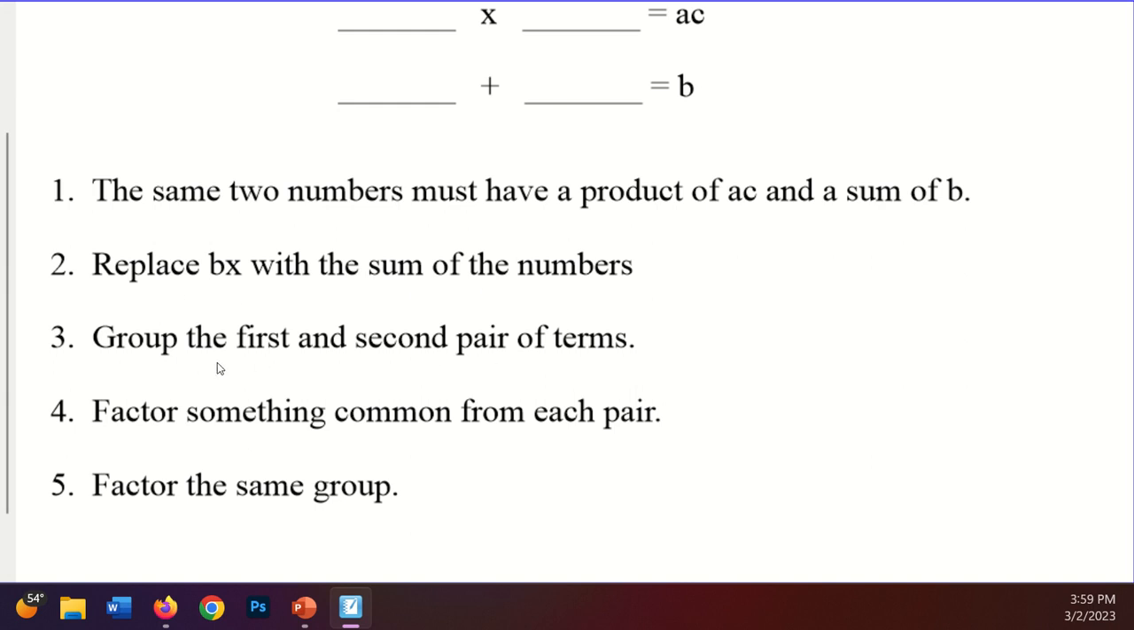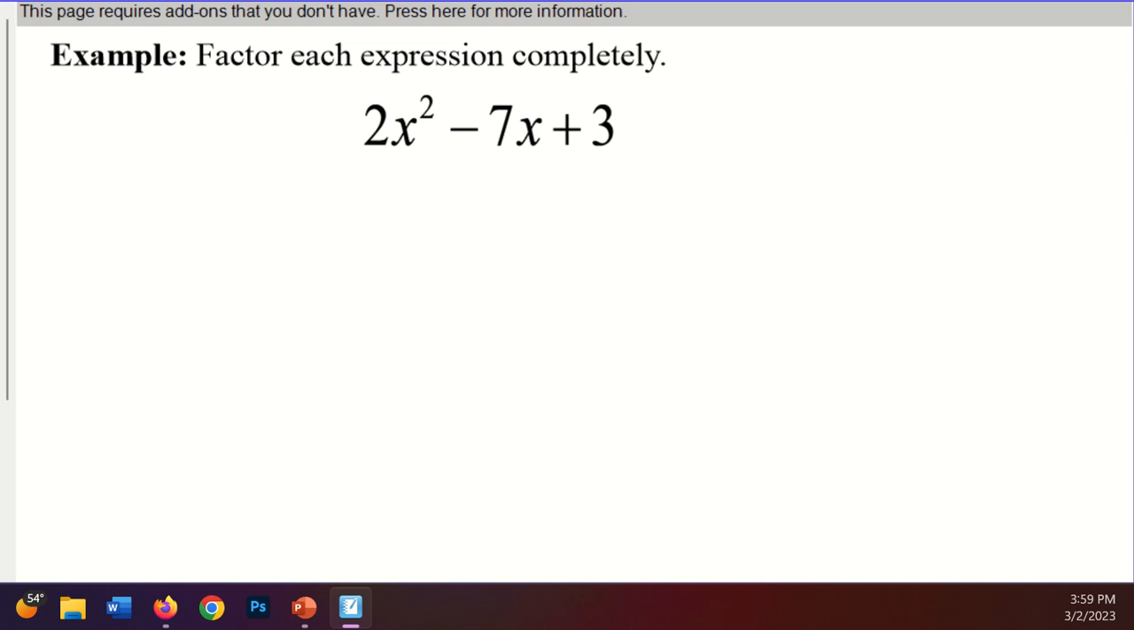We'll group the first and second pair of terms, and then we will factor something common from each pair, and then we will factor the same group. So what does that look like?